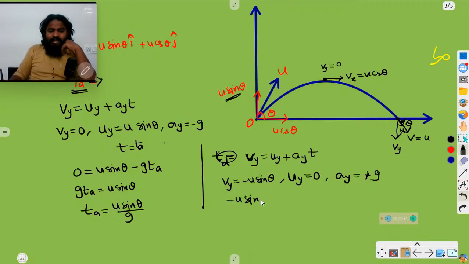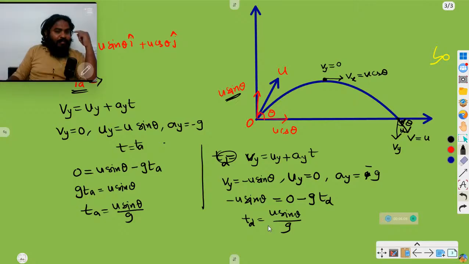Minus u sine theta, right? Minus u sine theta is equal to 0 minus g into t. We have considered minus here, right? So now what happened? Td is nothing but time of descent. From this you can write time of descent is equal to u sine theta by g. Okay? Clear?